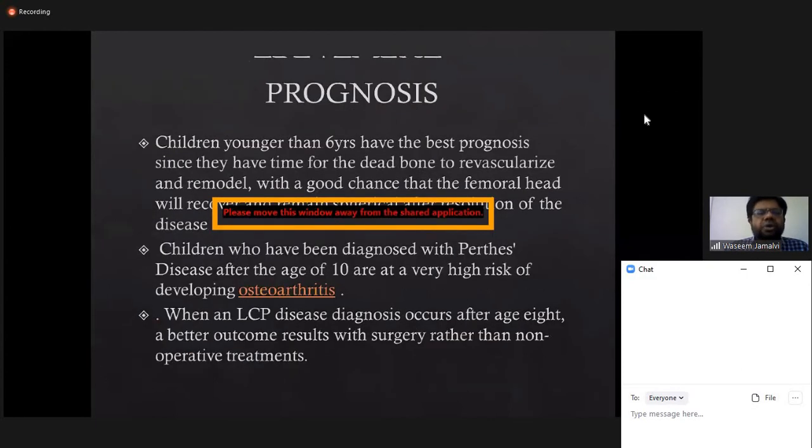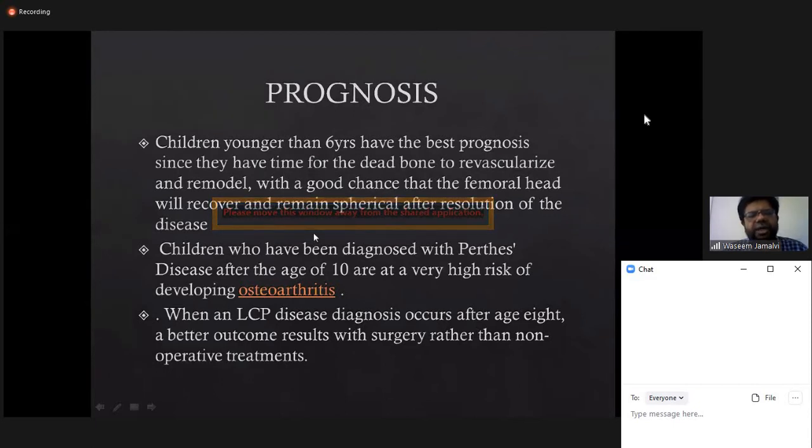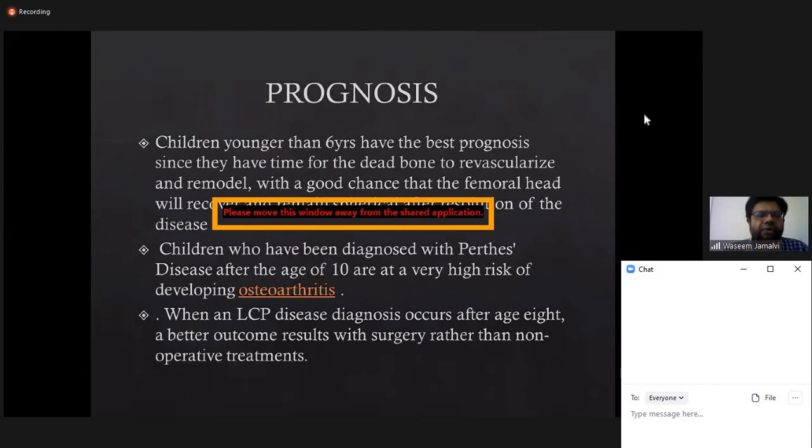Prognosis, as I previously told you: if a child presents at a younger age, less than 6 years, the prognosis is best and there is a good chance of recovery, with the head of the femur typically remaining in a spherical shape after the duration of the disease. But with Legg-Calvé-Perthes disease after the age of 10 years, there is a very high risk of osteoarthritis and limping movement. Basically, they can have certain movement disorders and walking disorders.